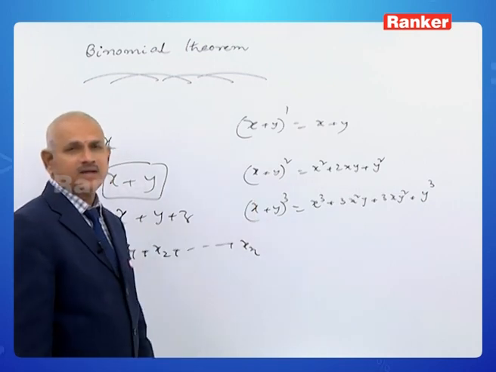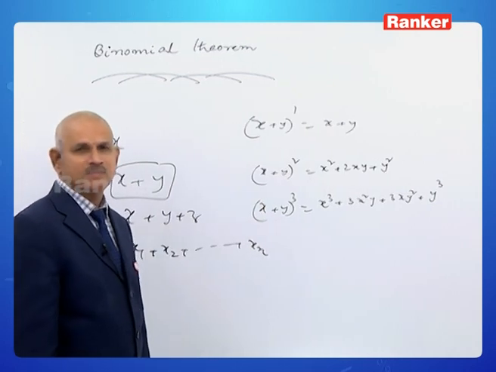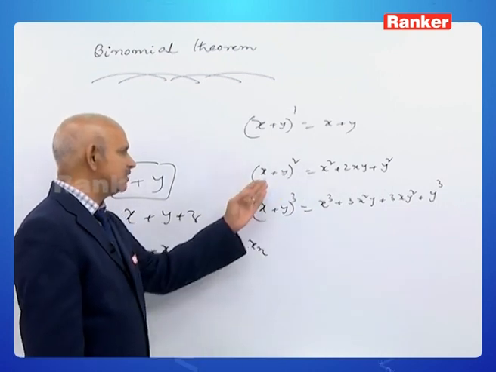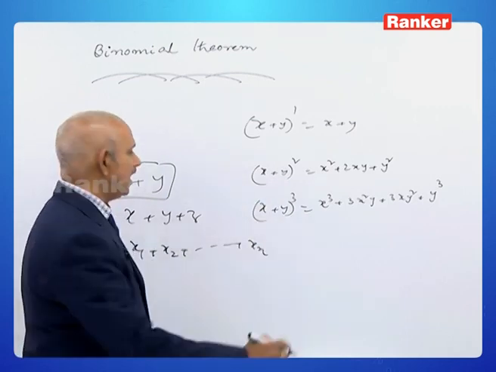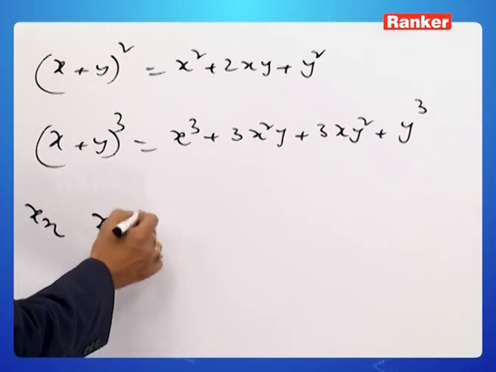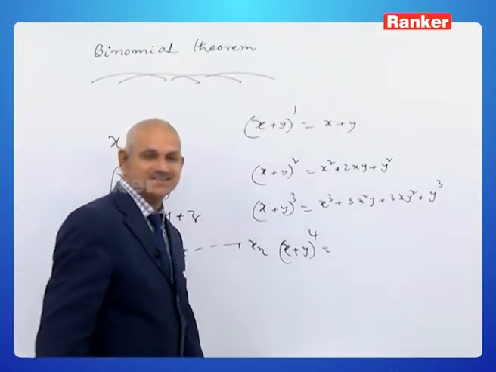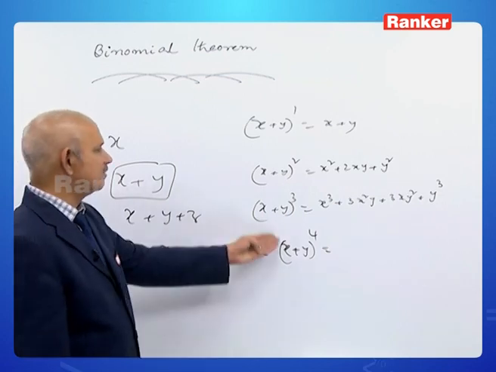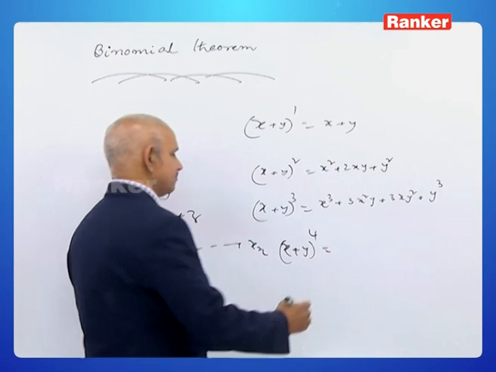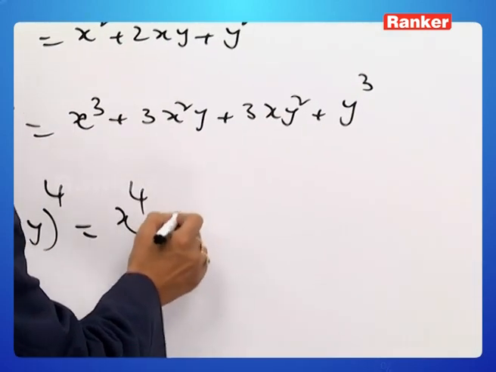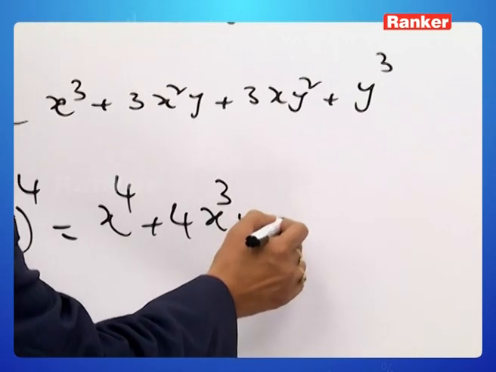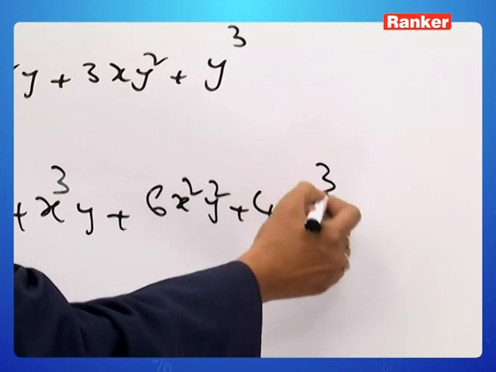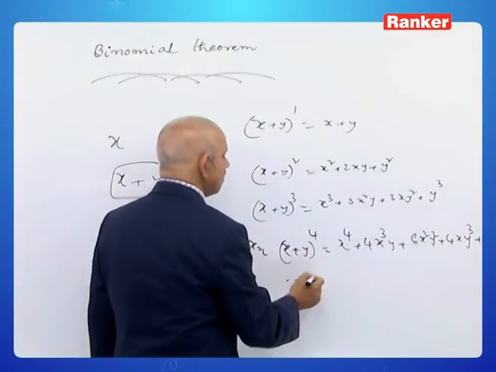It needs no proof at all. If you multiply x plus y into x plus y, you will be able to have this. Similarly, x plus y whole cube is obtained by multiplying this with x plus y. And again, x plus y whole to the power of 4, suppose it is asked. Then x plus y whole square into x plus y whole square, or x plus y whole cube into x plus y, that can also be obtained like this: x to the power of 4 plus 4x cube y plus 6x square y square plus 4xy cube plus y to the power of 4, and so on.